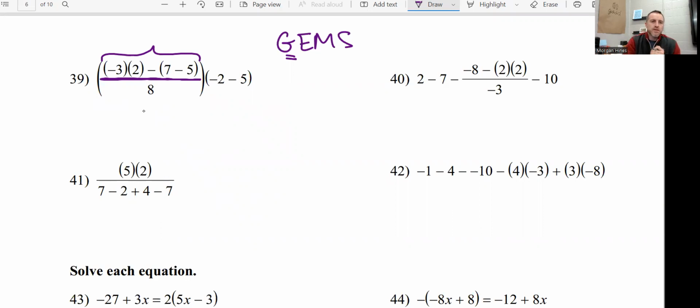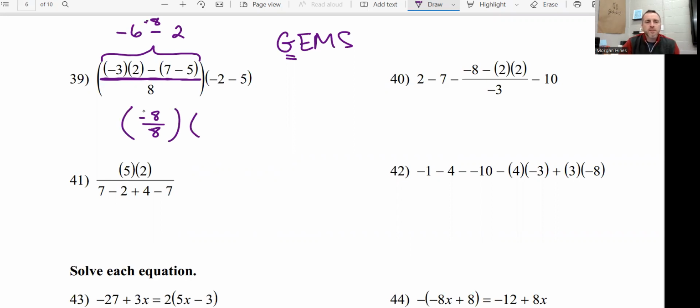So looking into the numerator, we've got -3 times 2 minus, what's 7 minus 5? It's 2. So, and then -3 times 2 is -6. -2 minus 2 is -8. And so this set of parentheses here is really just -8 over 8. Isn't that much more simple?